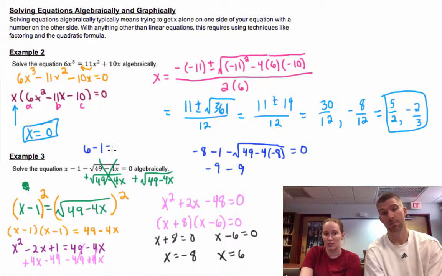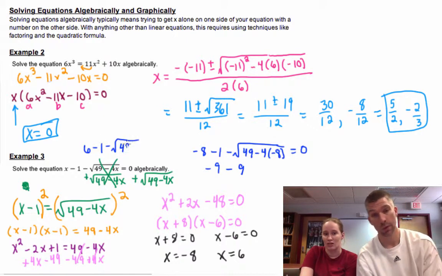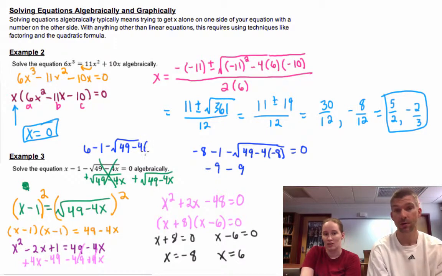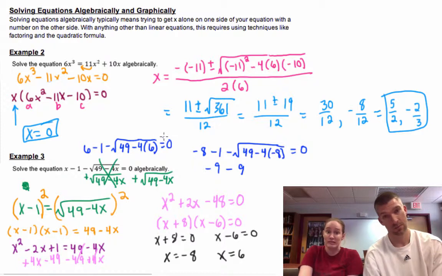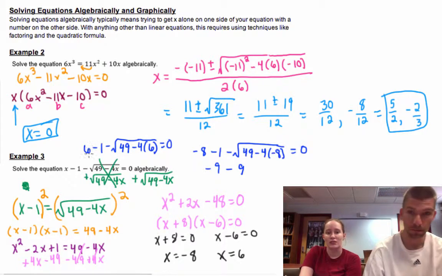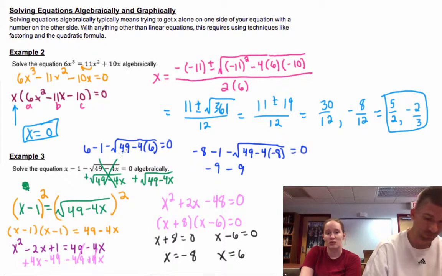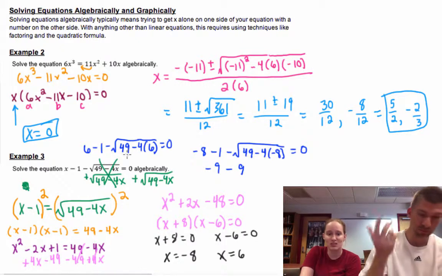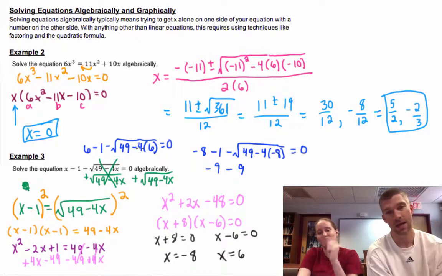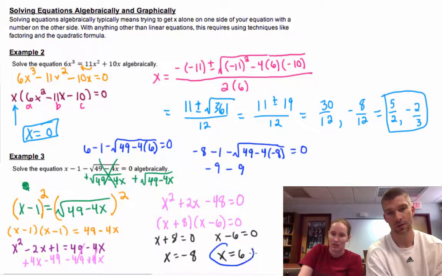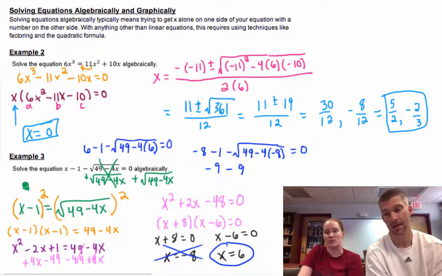Let's see if the other one works. Hopefully the other one will, otherwise we messed up somewhere. So this is 5 minus, and this would be 49 minus 24, which is 25. The square root is 5, which means that's the right one. There we go. So we'll take that guy, not that guy. So x equals 6. Boom, shakalaka.